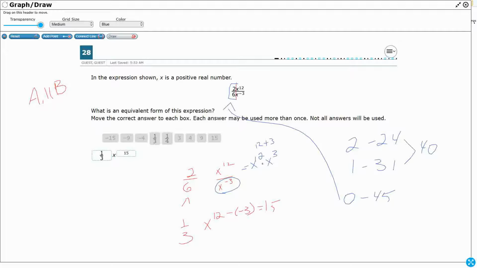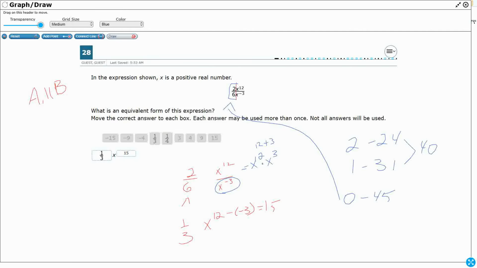Like, guys, we can do 2 over 6. If we're confused about the x to the 12th over x to the negative 3, I get that. That's part of what we're learning this year. We can do 2 over 6. So I think sometimes when we do this, we see the negative exponents, we kind of freak out.